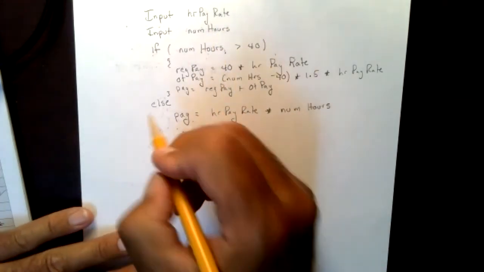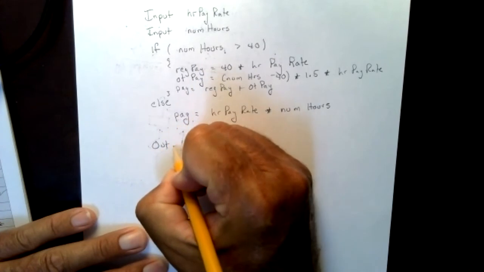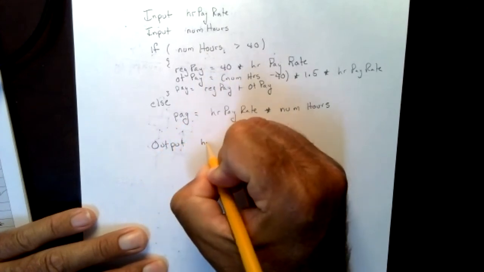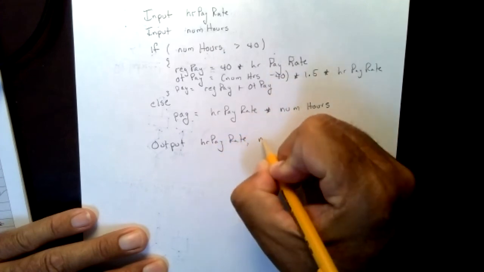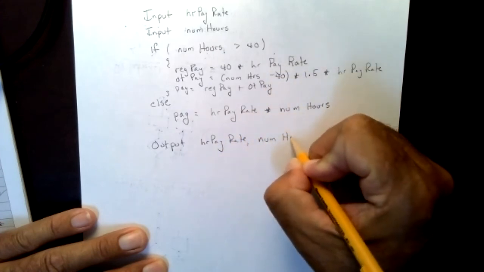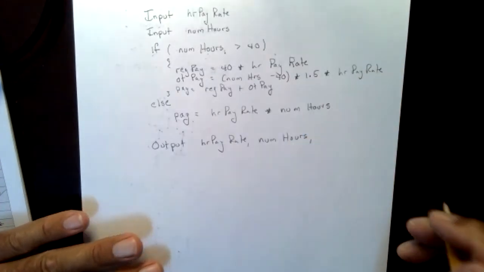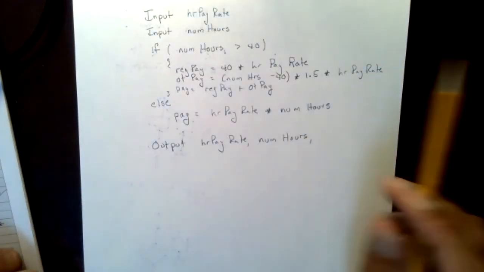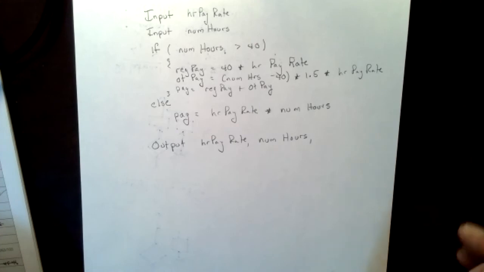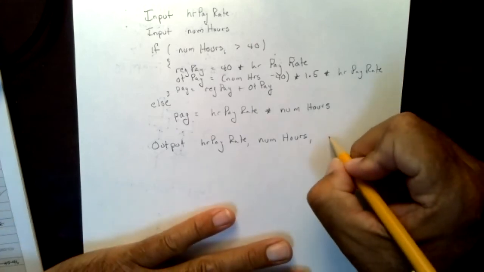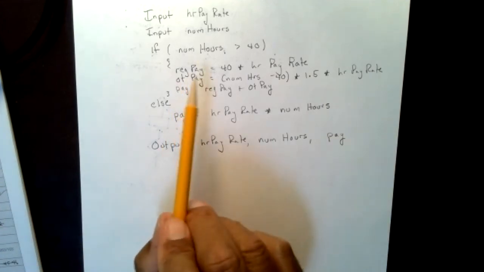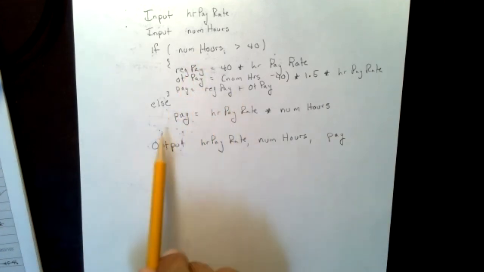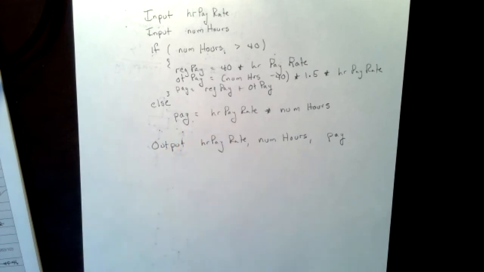All right, so I inputted some things. I'm now going to output. I'm going to output what my pay rate was. I'm going to output my num hours, because this is called echo printing your input. I want to make sure everything's on the screen so the user can see what's going on. And I want to finally print out pay, because in both parts of the condition, in the if and the else, the pay was what I get totaled out. Awesome sauce.